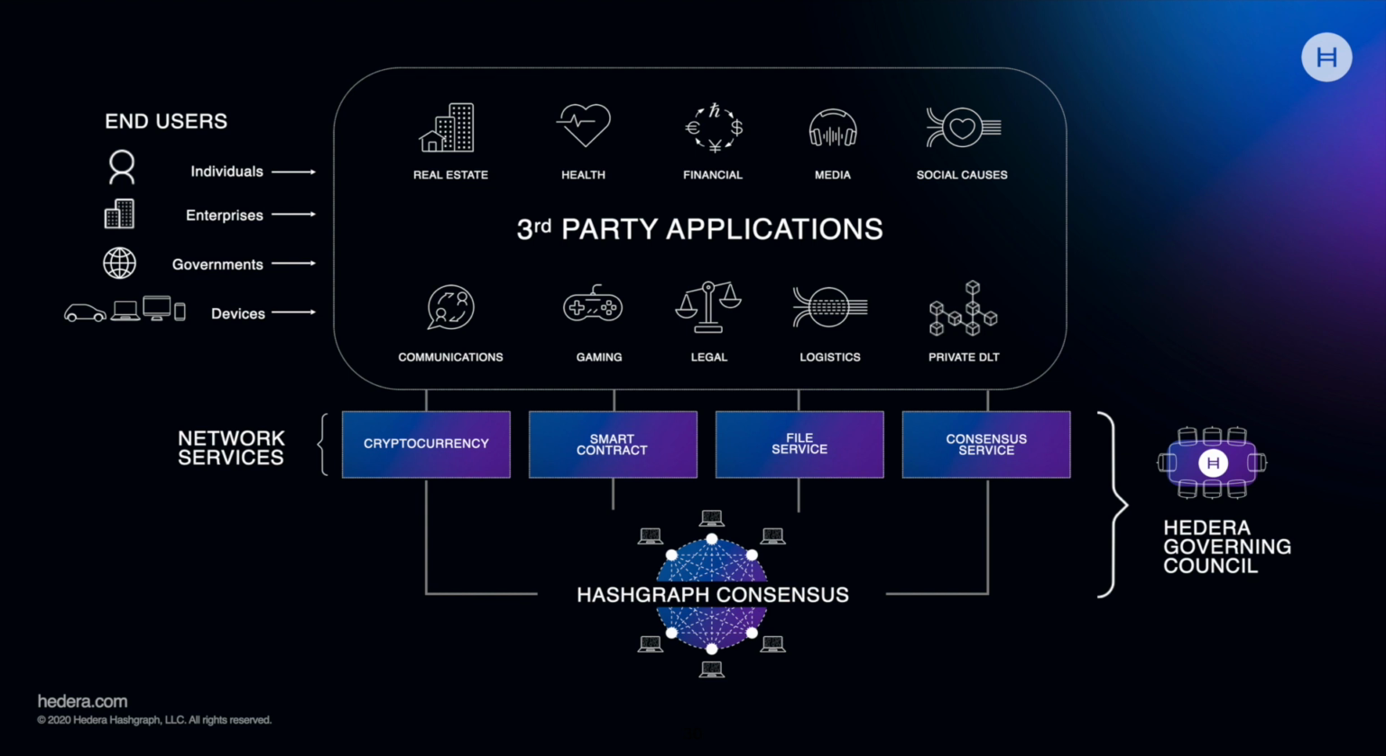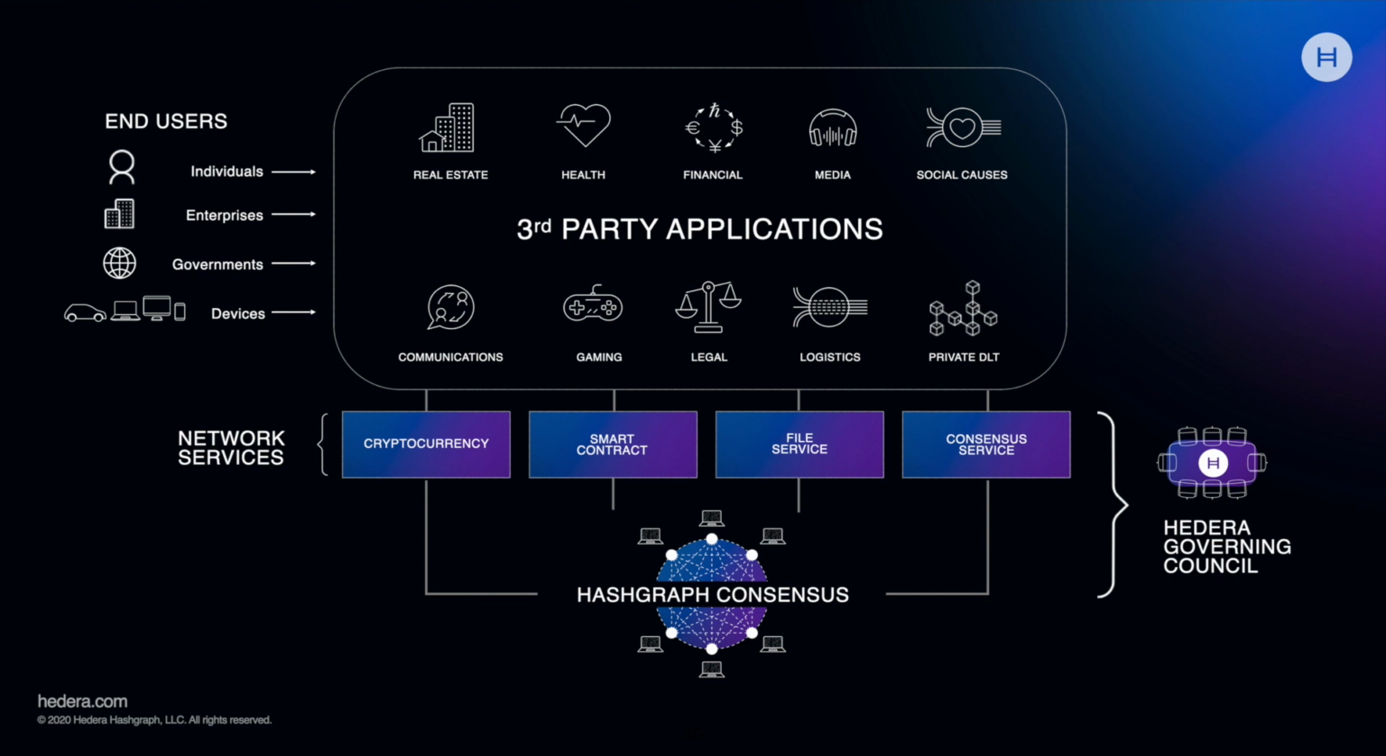And so that's pretty much it. We've touched on the entire Hedera ecosystem here. It's a complete overview. We have the Hashgraph consensus that's underpinning the entire network. It's fast, fair, and efficient. You have all of the network services on top of that, the cryptocurrency, smart contract, file, and consensus service that developers can use in order to build their applications.